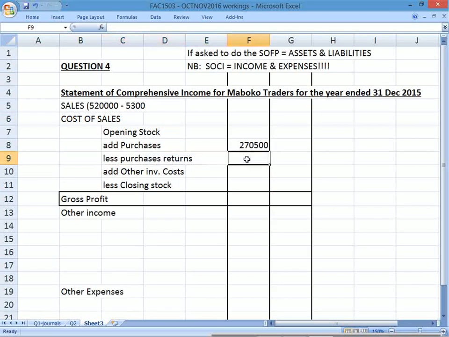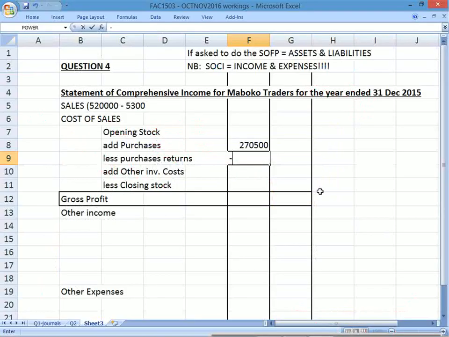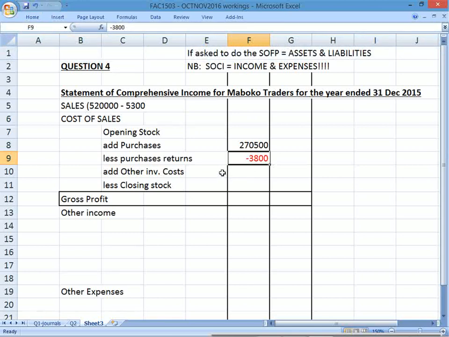Okay, so less. Remember in accounting you show negatives in brackets. I can't do that on Excel, so I'm going to just show a minus. Minus 3800. But that should be in brackets. It's a negative amount. Accountants show negatives in brackets.